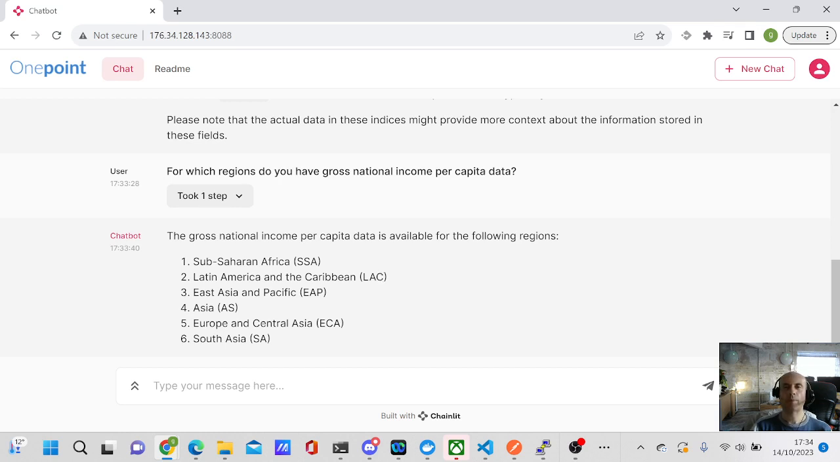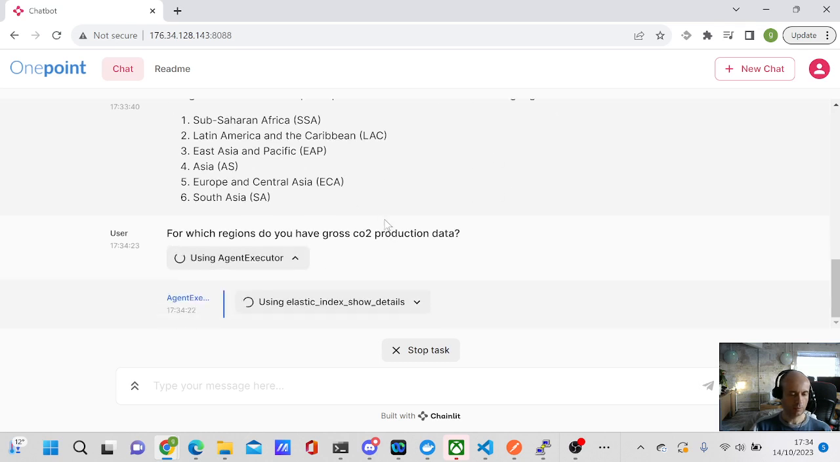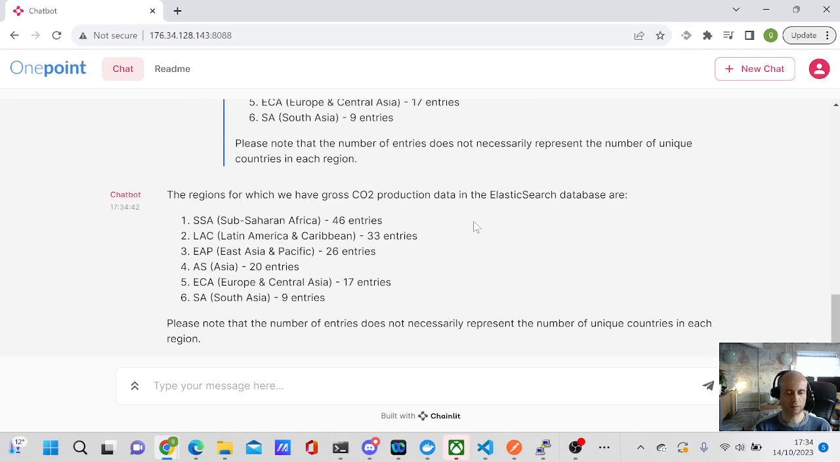Okay, I will ask the same question, but now about CO2 production. Let's see if it also does a good job in this one. And let's open up here the details about the execution. So it always uses tools in this sequence. First it asks what indices you have, and then it asks about the fields of the index, and then it actually does the search.